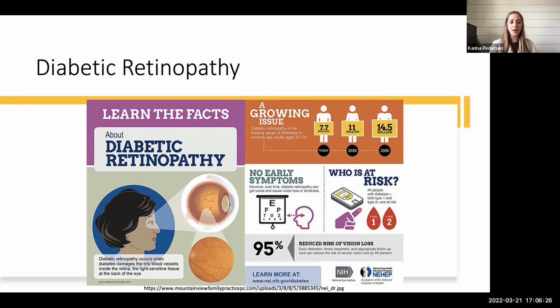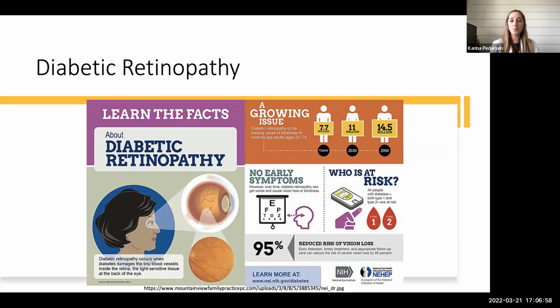But first, some facts about diabetic retinopathy. It is actually the number one cause of blindness in the United States. And as you can see on the top right, the prevalence of diabetic retinopathy is actually growing due to more people having diabetes and an aging population. These are all reasons that we are expecting more people to have diabetic retinopathy by 2050.